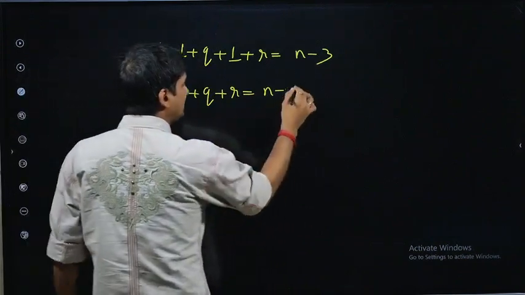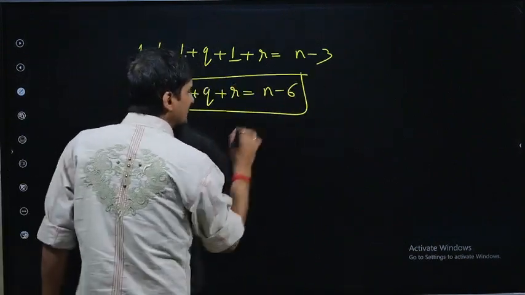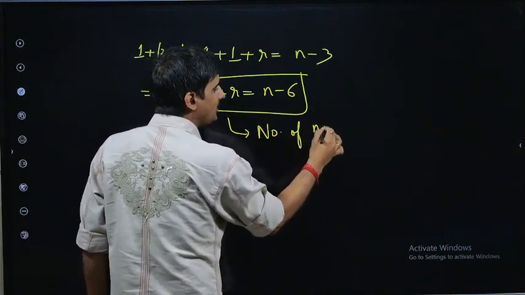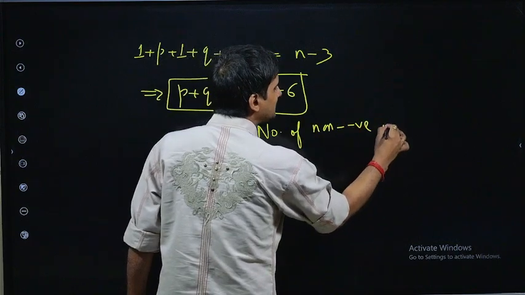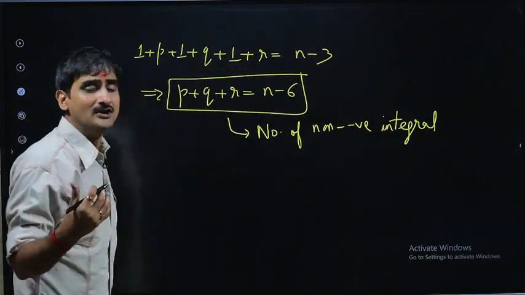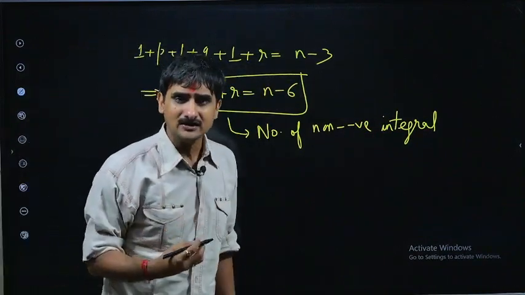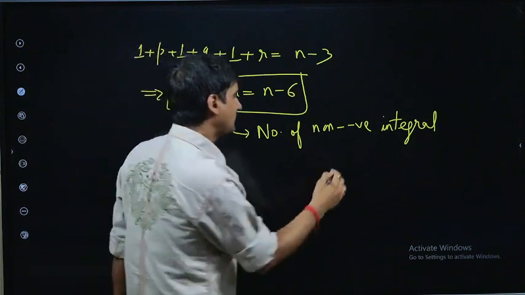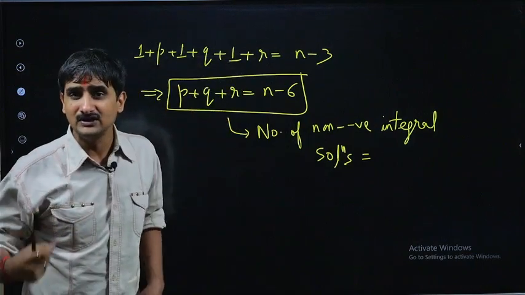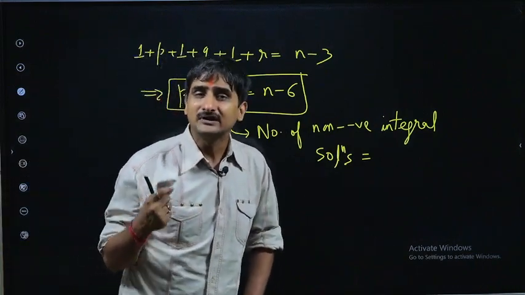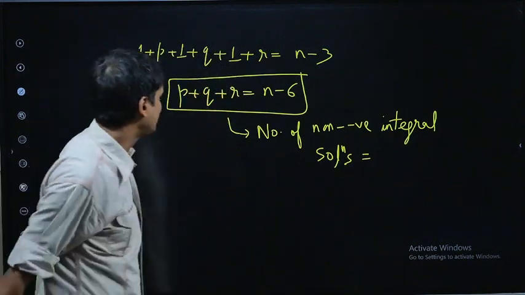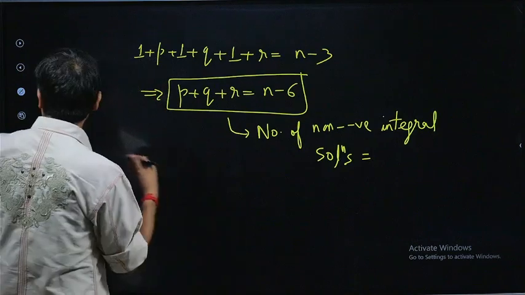Now what do we need here? For this equation, the number of non-negative integral solutions. Non-negative integral solutions means whole number solutions, that means p, q, r can be whole numbers. The non-negative integral solutions will give us the possible ways of selecting those 3 vertices.